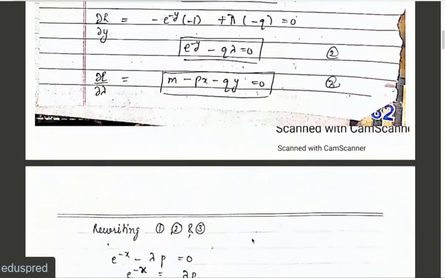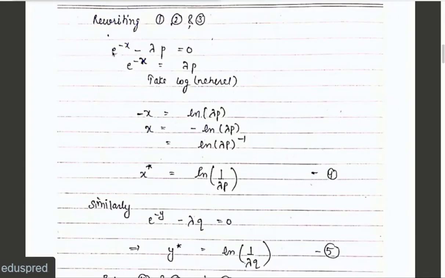Now you have these three equations and you have three unknowns. So let's solve them. Your first equation was e to the power minus x minus lambda p is equal to 0, which can be rewritten as e to the power minus x is equal to lambda p.